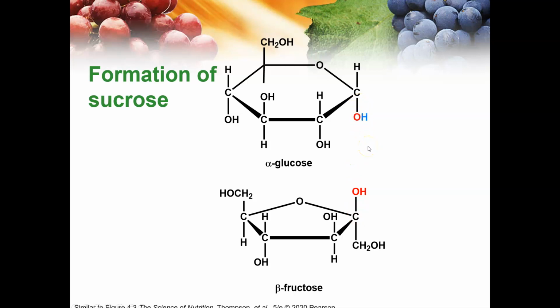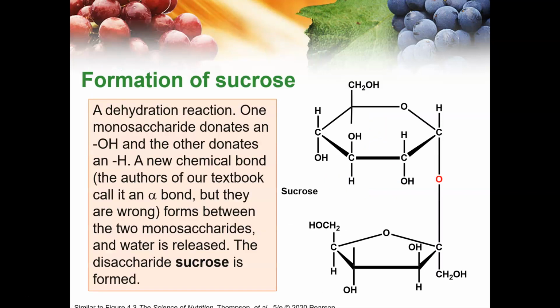Again, one of the sugars donates an OH and one donates a hydrogen, so we get water and we get a bond between them. Our textbook authors called it an alpha bond. I don't think that's correct. If you look at the glucose, remember the OH before we did the chemical reaction, this was alpha and this is beta. So typically we just don't call this either an alpha or a beta bond. It's simply a bond between an alpha glucose and a beta fructose, and that gives us the disaccharide sucrose.